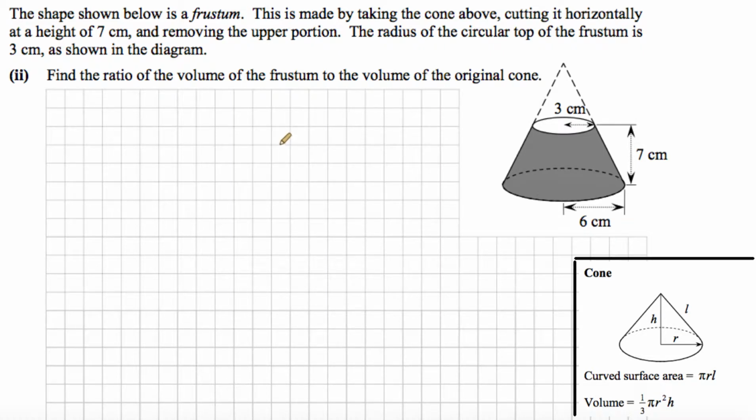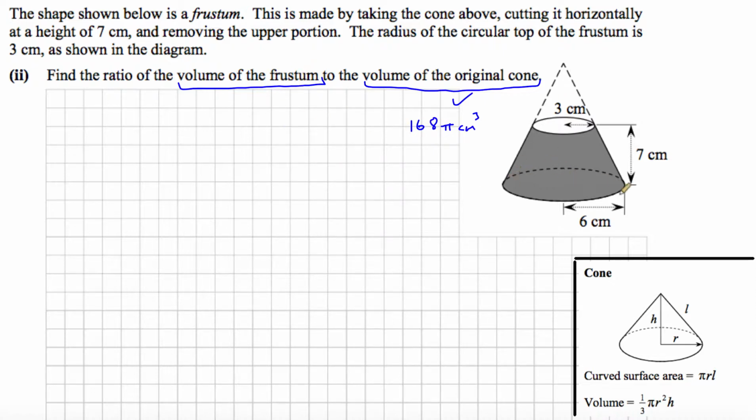Okay, well, we have the volume of the original cone here, that's done in the previous page. So that was 168 pi cm cubed. And we want the ratio, which is the fraction really of the volume of the frustum to the volume of the cone. So it'll be this volume over that one. Okay, so what's the volume of the frustum?